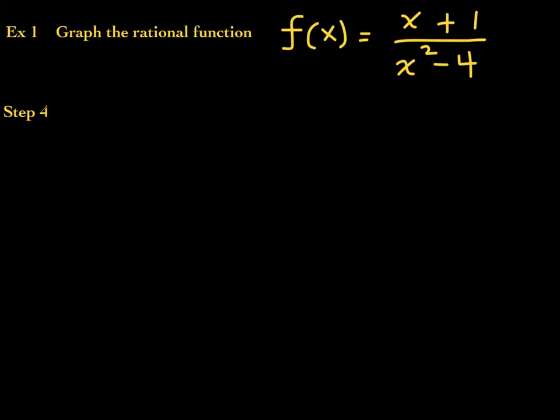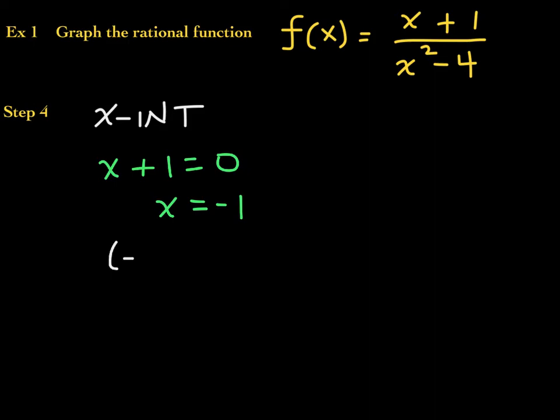Step 4, we want to find the intercepts. Let's find the x-intercepts first. In order to find the x-intercepts, what we want to do is take the numerator only, set it equal to 0, and solve. So here's my numerator, x plus 1 is equal to 0. When I solve this, I get x is negative 1. So the ordered pair for your x-intercept, which you only have one of, is negative 1, comma 0. That's your x-intercept, okay everybody? And keep in mind, you only have one x-intercept.